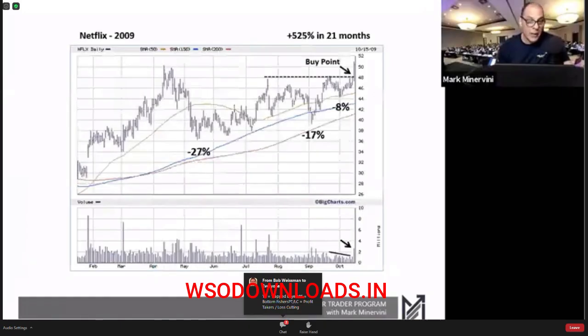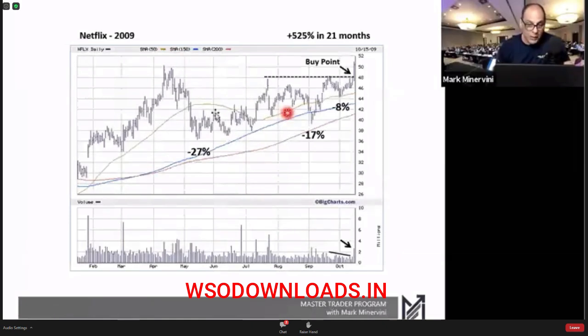Let's show you what that looks like with Netflix. Netflix in 2009 going into 2010. This is one that set up pretty perfectly. You can see it comes off 27%, then 17%, and then finally, here's the magic number, 8%. The magic number is single digits. For me, at least, I want to see that last contraction be in single digits, because I want to be able to set a stop at the worst case scenario at the bottom of the pivot, sometimes at the bottom of the base if it's a very tight base.